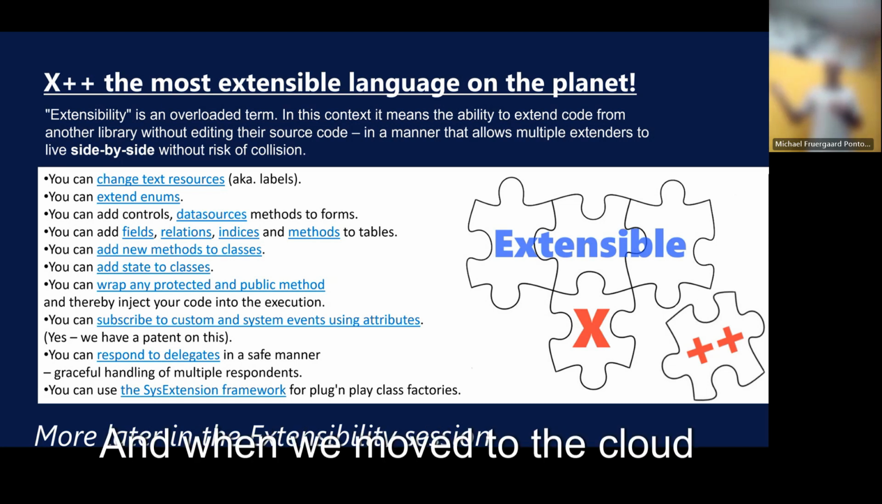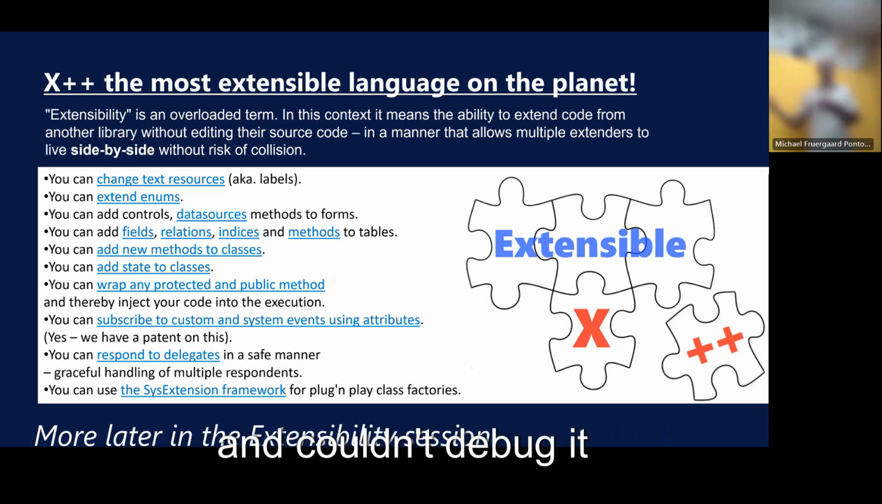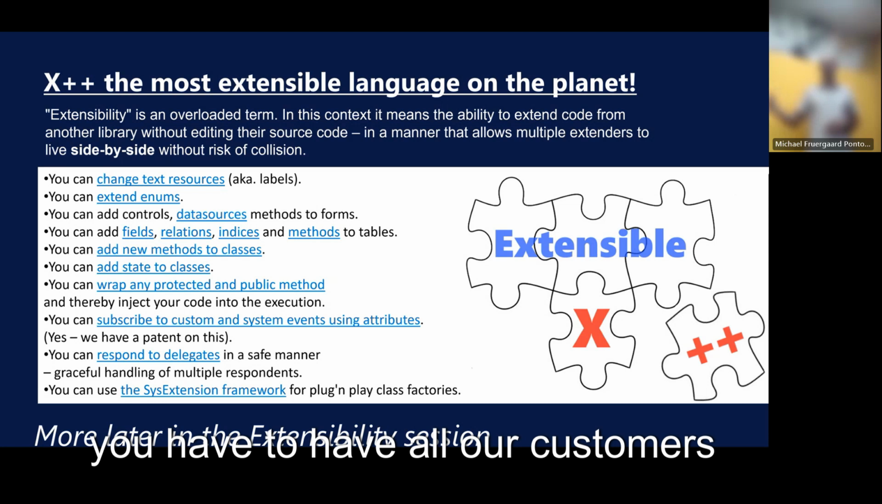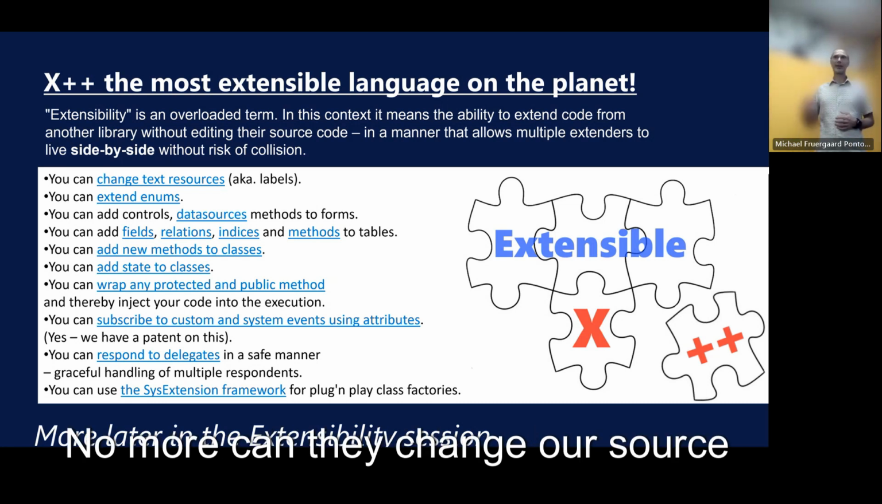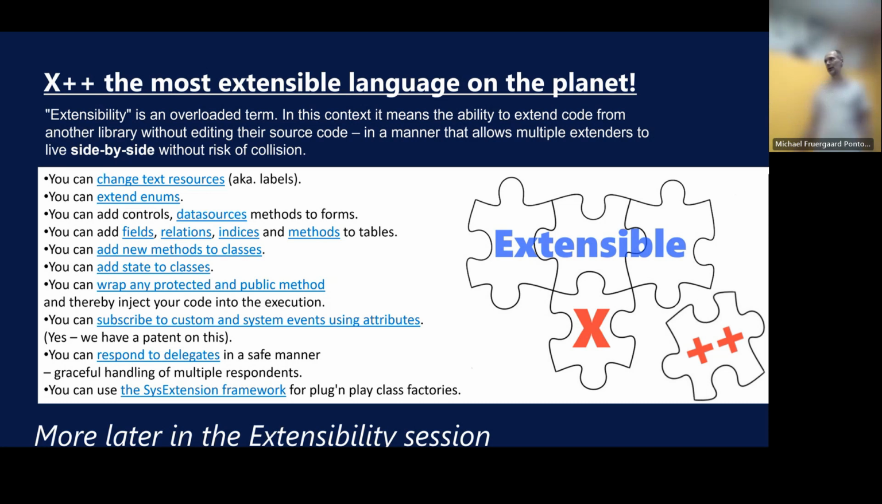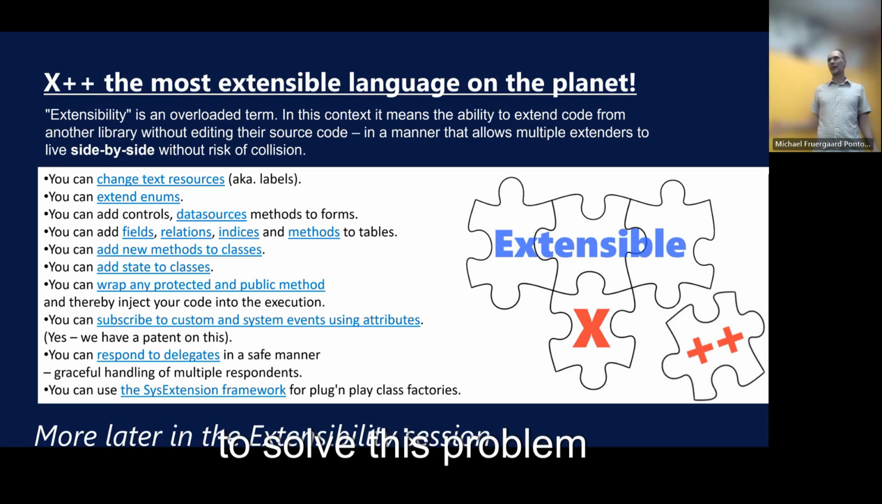And when we moved to the cloud, we wanted to solve the problem that they're all editing our source code, meaning they couldn't upgrade, we couldn't debug it. By April 1st, 2019, you have to have all our customers on the same version. No more can they change our source code. You need to seal all of it. And so that gave us a year and a half to solve this problem, and our ecosystem depended on it.